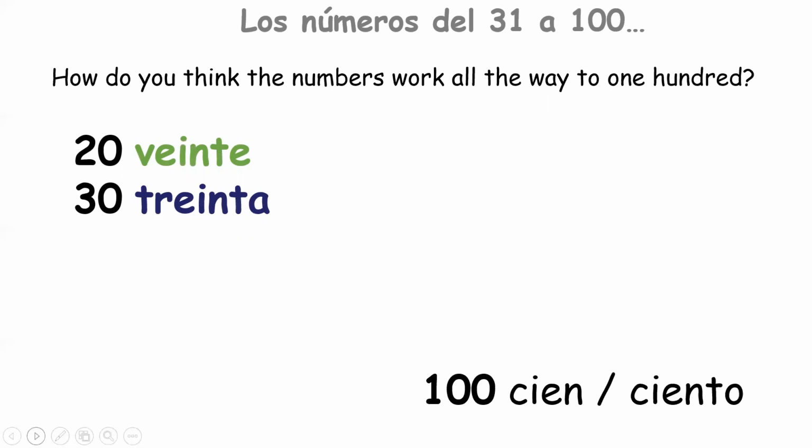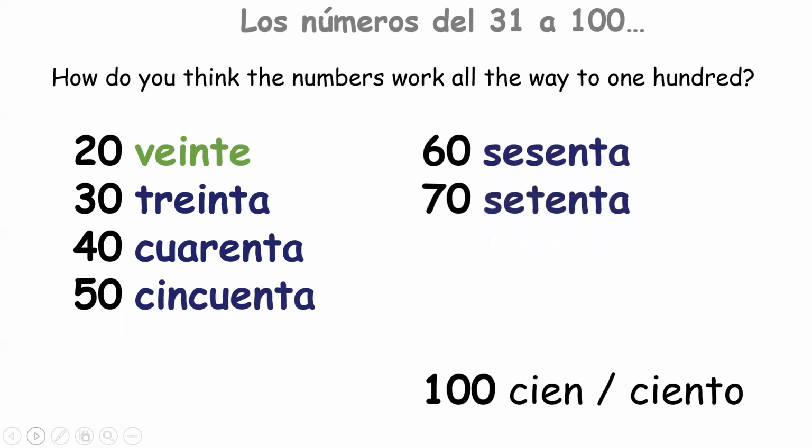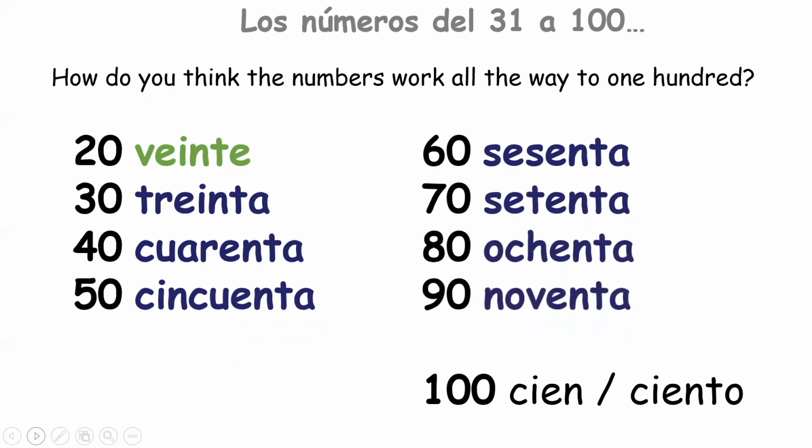Remember to take a look at your number square on your handout if you want to see each of these numbers written down individually. But let's practice these 10s, shall we? 20, 30, 40, 50, 60, 70, 80, 90. And this brings us up to 100 or ciento are two ways of saying 100.